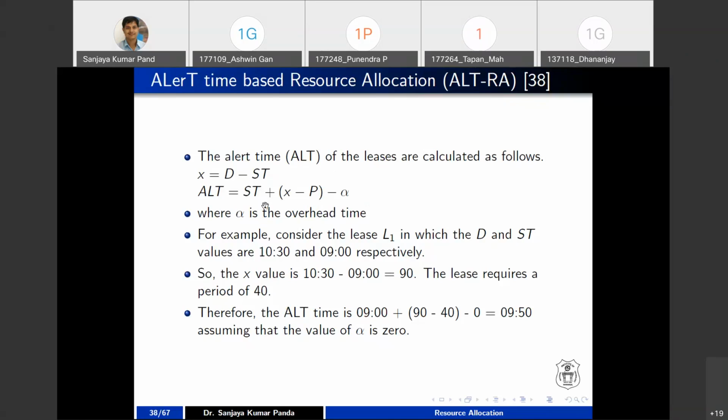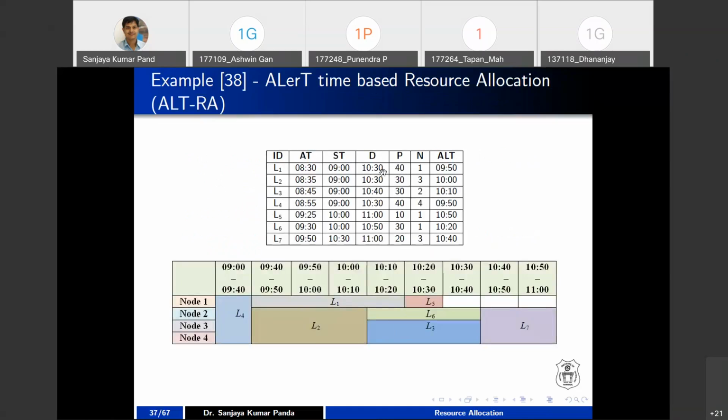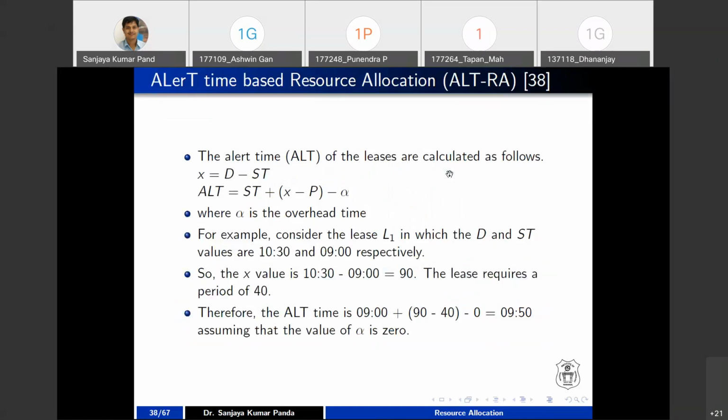So if you calculate start time plus this x minus p, x is 90 minus your period 40, then you have to go 50 minutes ahead of the start time. Otherwise, no need to write the formula, if you interpret it correctly. You can write deadline minus period, which is nothing but our alert time. See, in this case, 1030 minus 9 they have calculated, the value is 90. 90 minus 40 is 50. So assuming that alpha, the overhead time, is 0, you can say my alert time is 950.